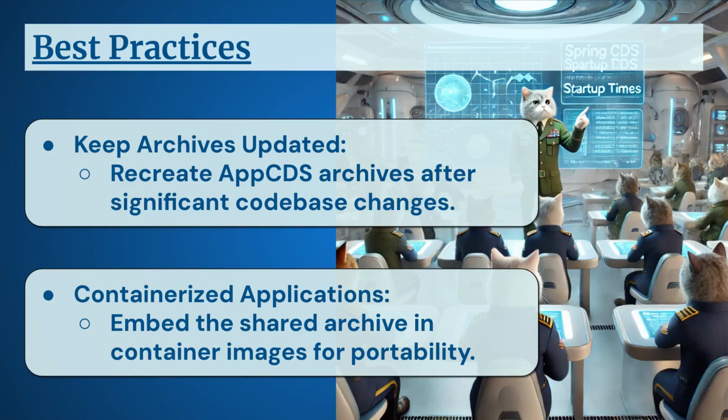If we are using containerized applications, one important thing is to embed the shared archive in the container images for portability. This is important because if we just run the JVM in a container and we don't put our JSA file, then there will not be any CDS on it, and we won't be able to run it with our application CDS. Therefore, our AppCDS will not be available.